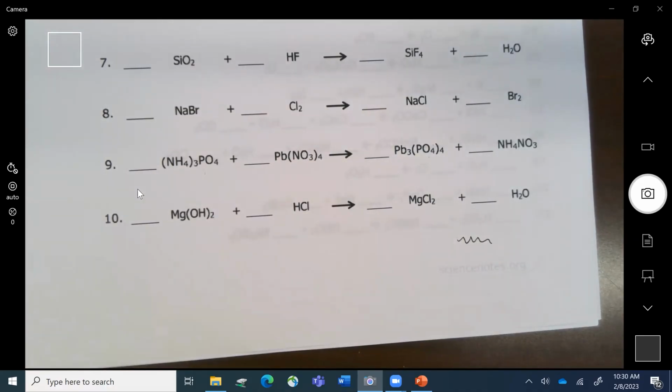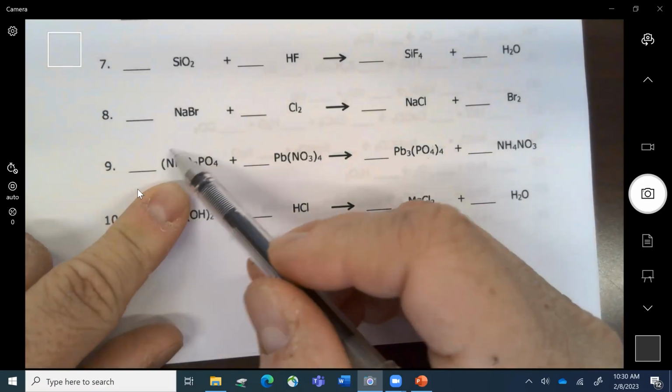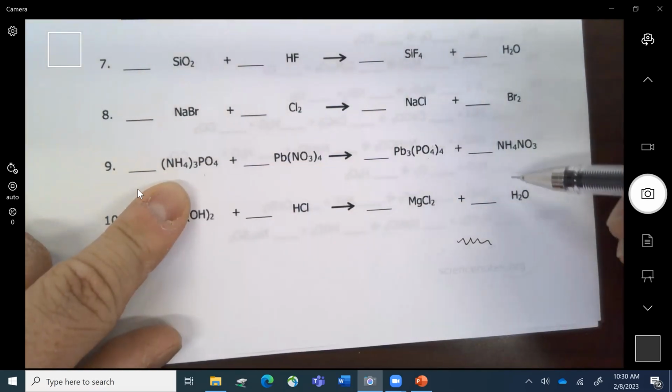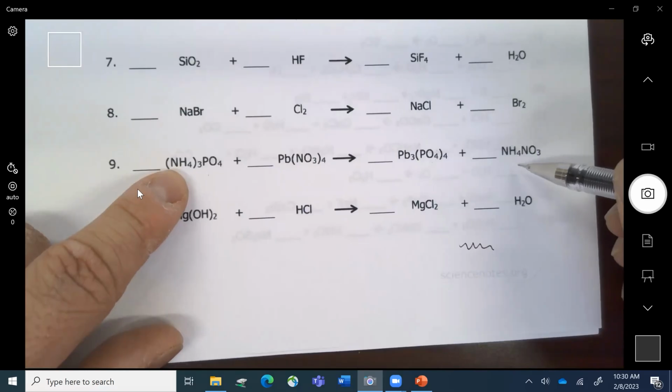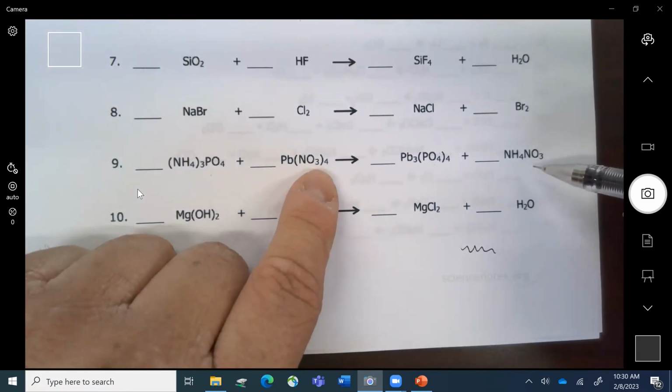So the very first thing you could look at here is this one. So if I take ammonium, I'm not going to write it, but ammonium, I need 3. So if I put a 3 over here, how many nitrates would that give me then? It gives me 3. This would be balanced, but it'll give me 3 nitrates. And then this is 4.